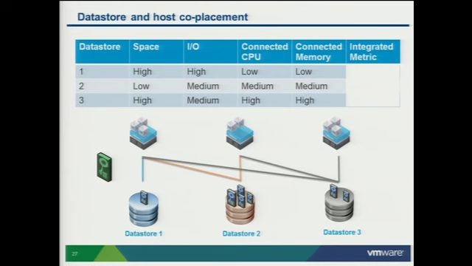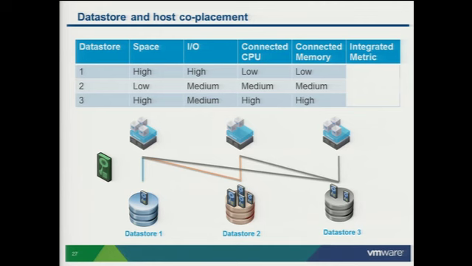Each row is a data store, and we have four columns for the four resources being considered. Entries for a column of low mean that there's very little of that resource available. High means there's plenty of that resource available, and medium is in between. So if Storage DRS was just going to choose a data store based on plenty of space and I/O, it would choose data store one, because that's the best in that regard.